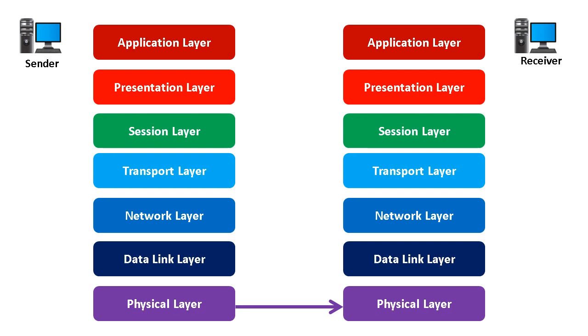7 layers architecture of OSI model. Application layer. 7th layer. This is the topmost layer of the OSI model.